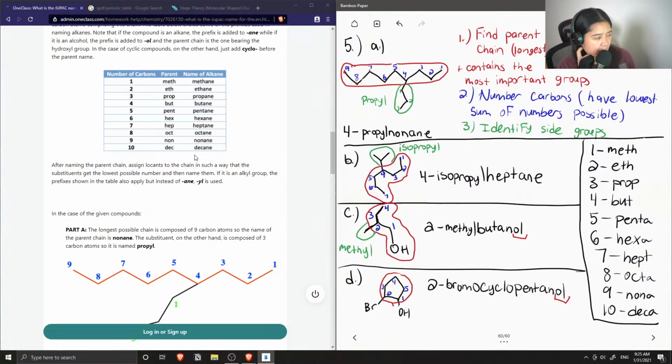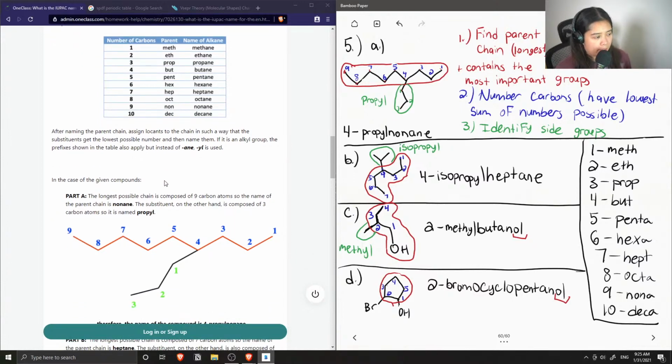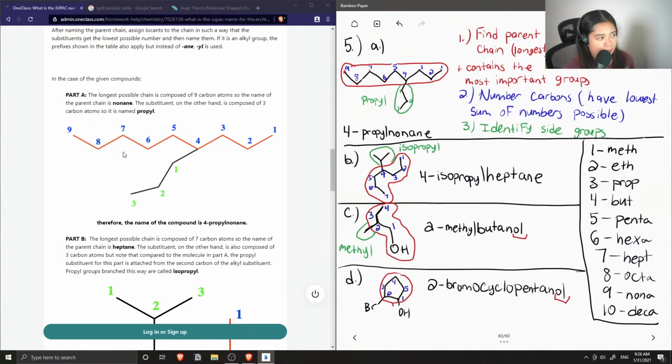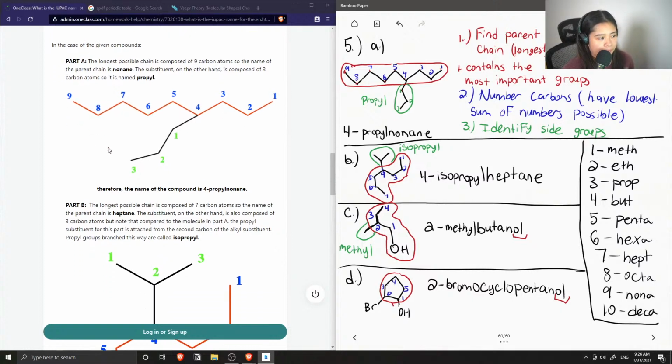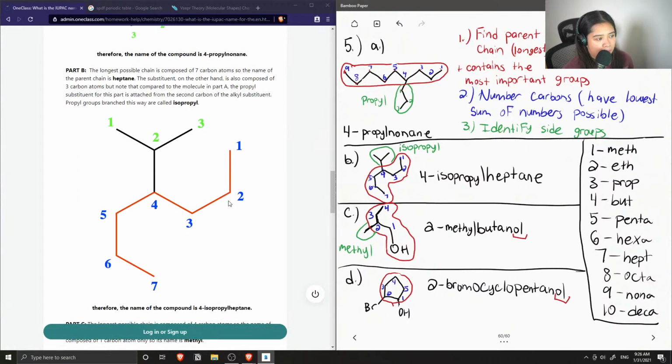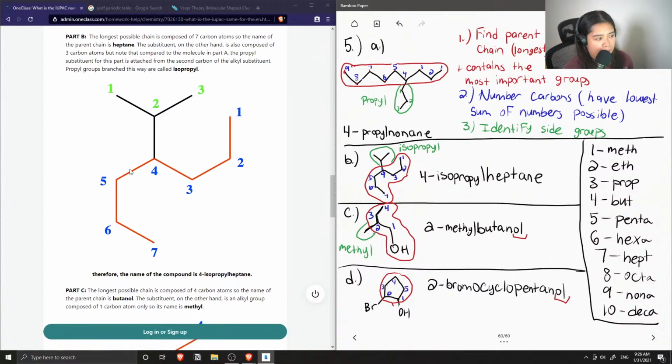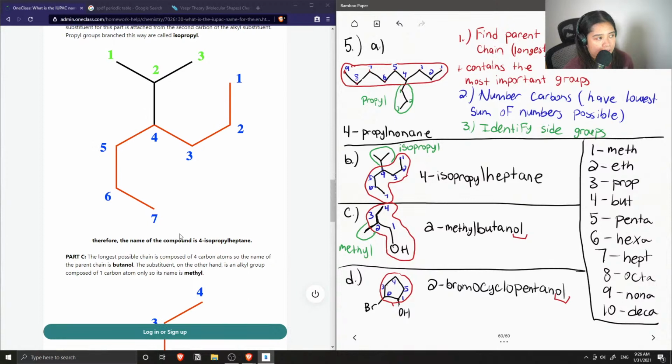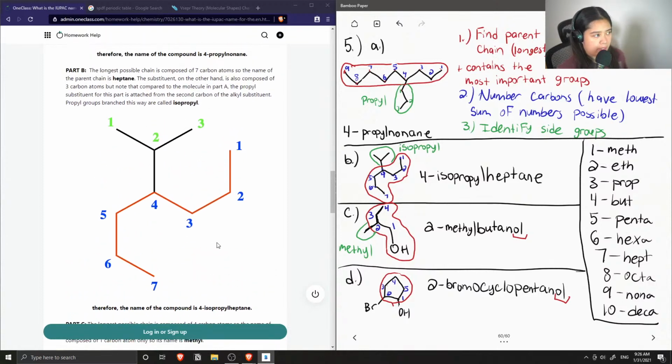And then after naming the parent chain, assign locants to the chain in such a way that the substituents get the lowest possible number, and then name them. If it is an alkyl group, the prefixes shown in the table also apply, but instead of -ane, -yl is used. Okay, so for part A, in the red, they showed the parent chain, and they also got 4-propylnonane. For part B, they have the longest chain here, and got 4-isopropylheptane.